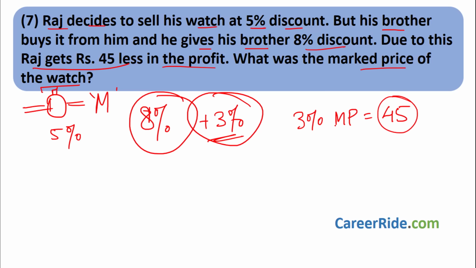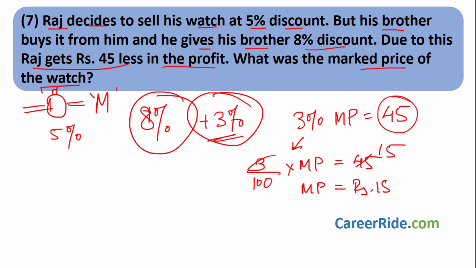So what we have to find is the marked price. Very easy. 3 upon 100, because percentage sign is 100, multiplied by marked price equals 45. The marked price is rupees 1500. See how easy it was.